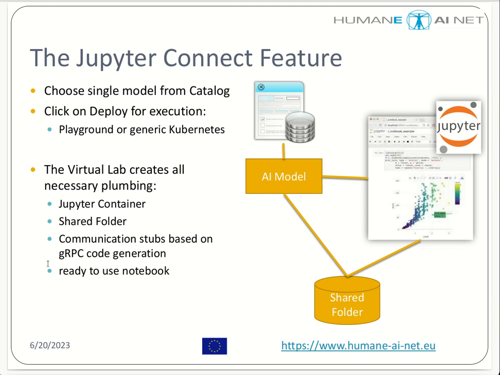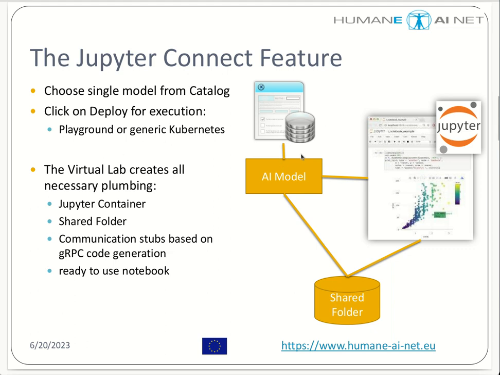So the jupyter-connect feature is implemented for single models. So the user has to choose a single model from the catalog, then deploy for execution in the menu. So it's really just one click to activate this feature. And then the virtual lab creates all necessary plumbing. So the Jupyter lab container, the shared folder, all communication stubs based on the protobuf definition of the interface of the container and gRPC code generation, and also a ready-to-use Jupyter notebook.